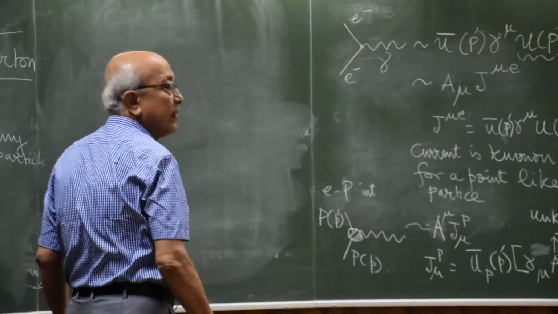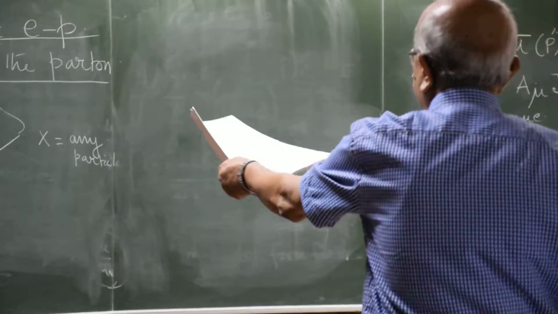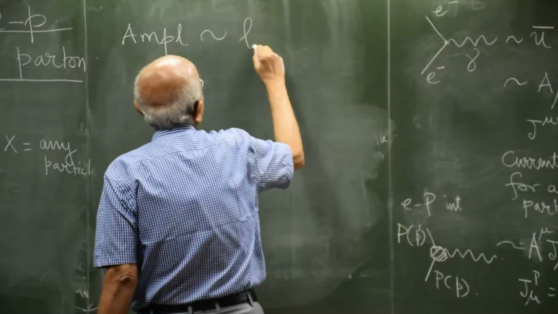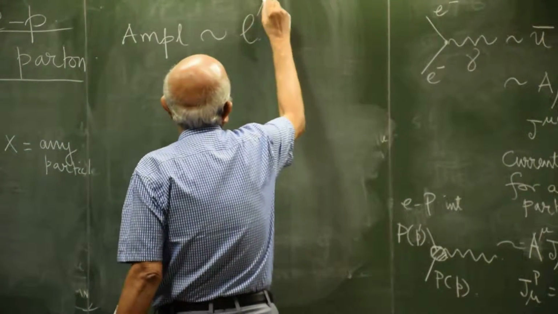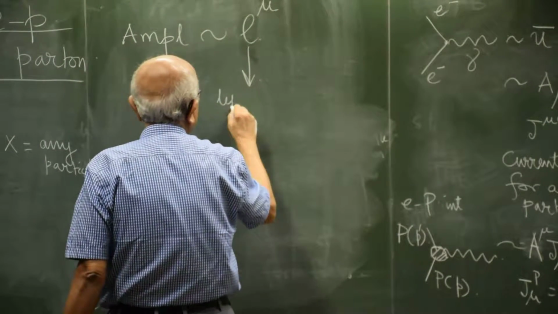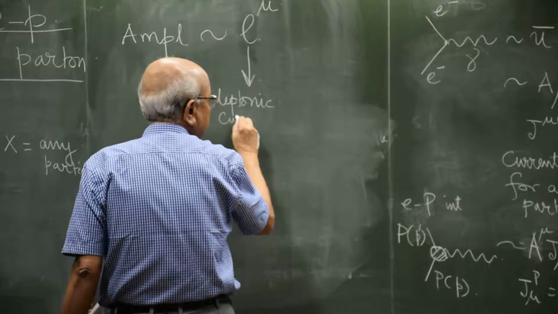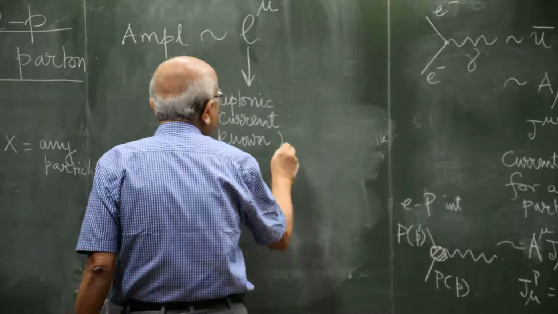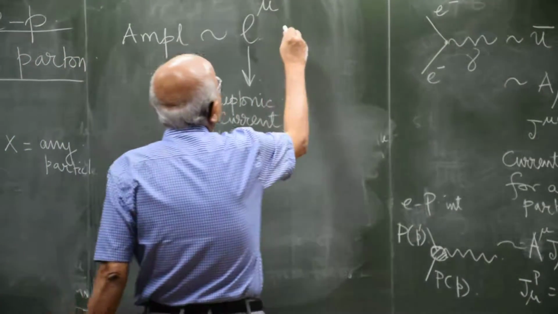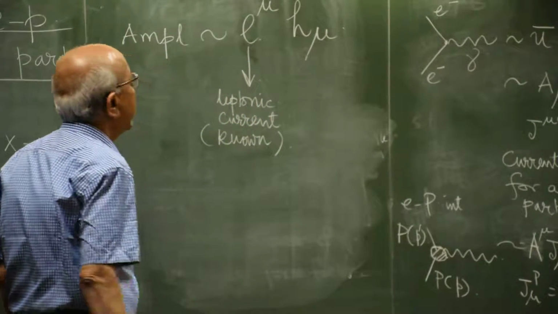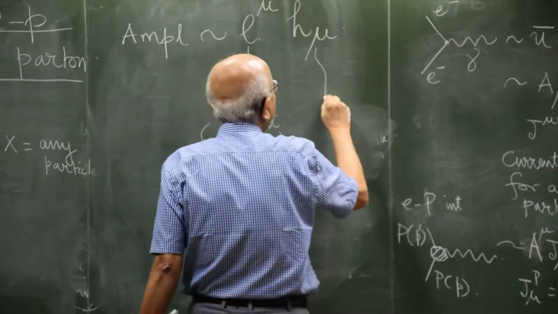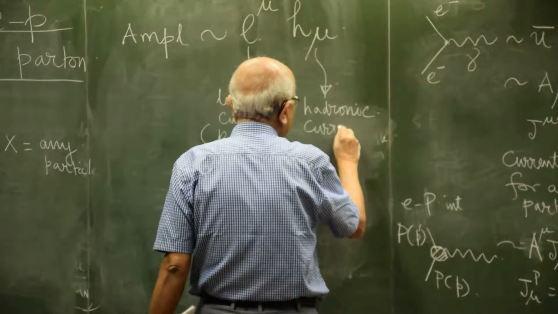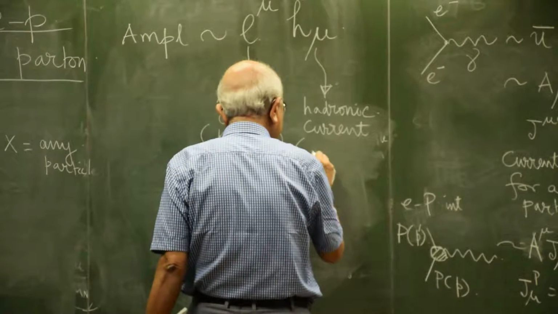So I will write the amplitude for this process as L mu, this stands for electronic current, which is known from quantum field theory, and this as H, and this fellow is the hadronic current, which I do not know.